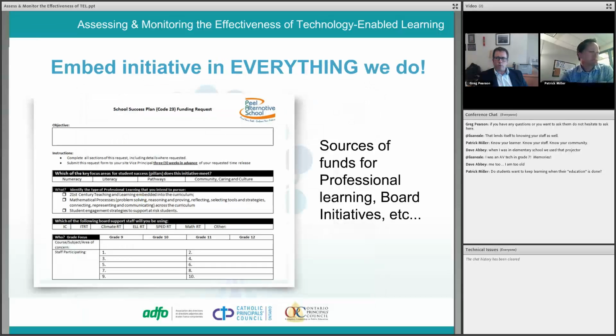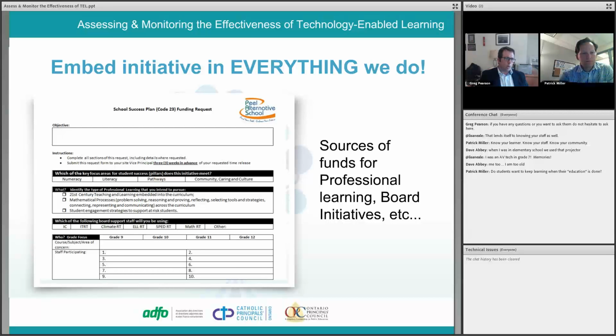The next thing that we started doing, and I think I've mentioned it, is we started embedding and creating 21st century technology-enabled learning into everything we do. One thing is in our board, we have Code 23 school success funds, and it is one of the 3 things we keep focusing on with our students. So when it's the what, and it's identify the professional learning you intend to pursue, what you're going to do, what you're going to create, it's the first one. We're talking about 21st century teaching and learning embedded into our curriculum. So that's a way to tap in and access money and funds that way, and other board initiatives.